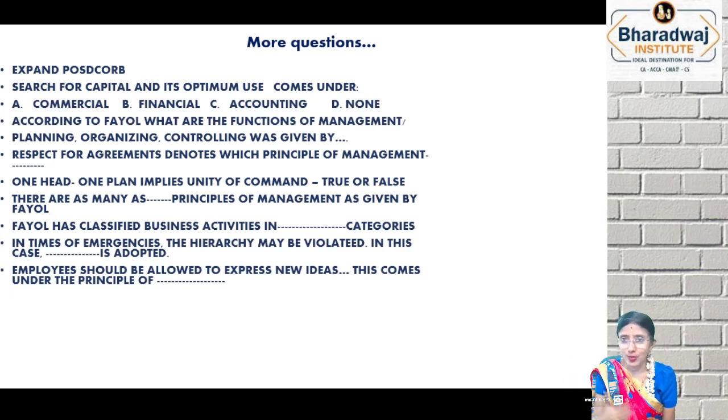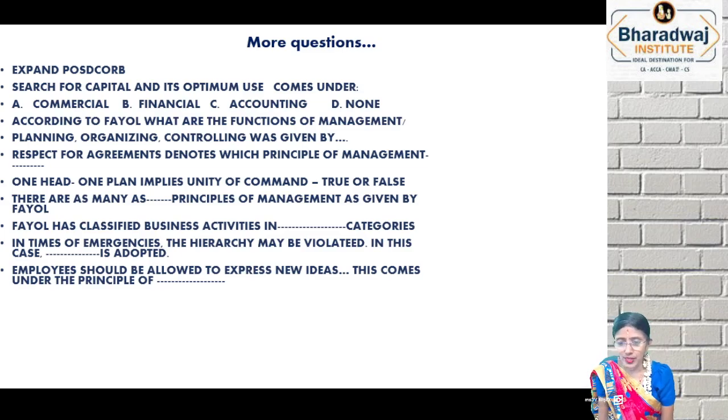I will read the question. By the time, also give a second thought to it. There are as many as dash principles of management given by Fayol. Number is asked. Fayol has classified business activities in dash categories. Number of categories he has given.